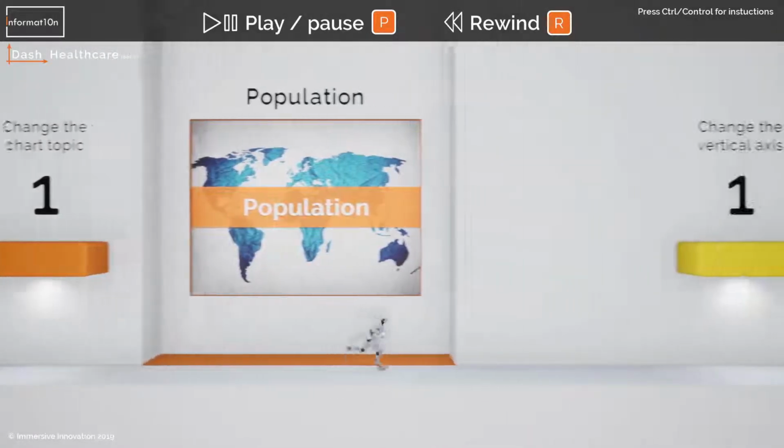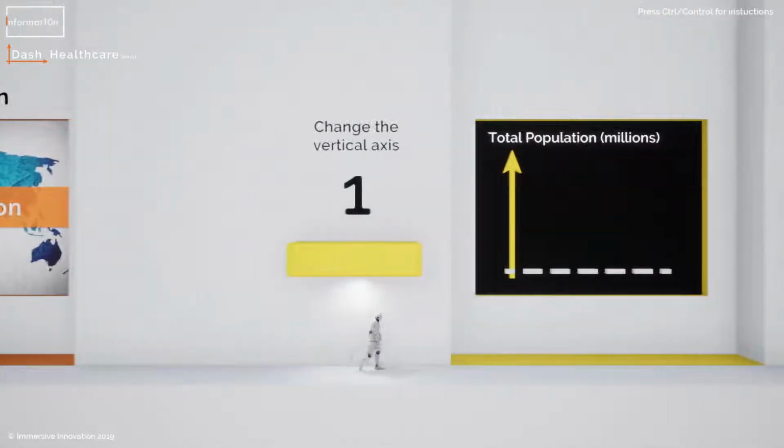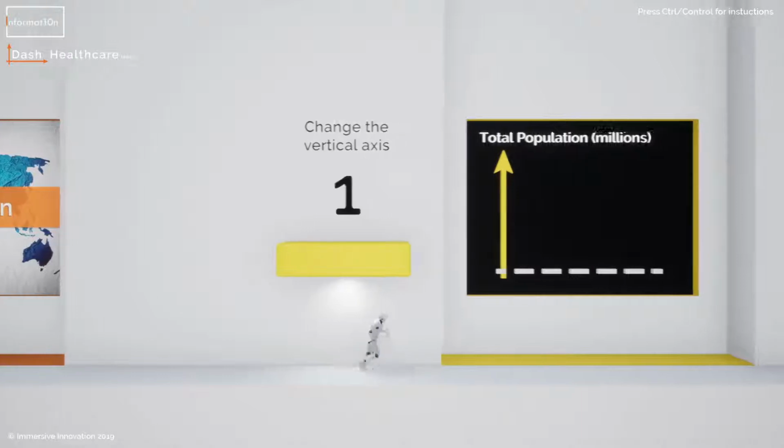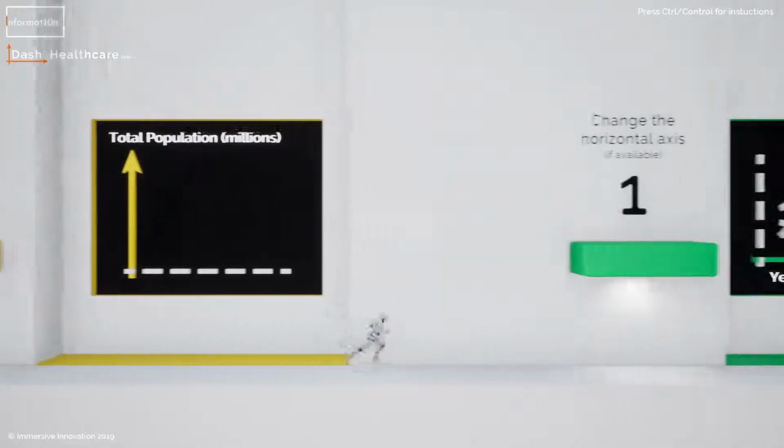Keep heading to the right, we've got the second selection box here. And this one allows me to change the vertical axis. I'm just going to leave that alone for now because I want to show a little bit more about the layout of the overall dashboard. So I'm just going to keep going to the right. So that's the second selection box, changing the vertical axis.